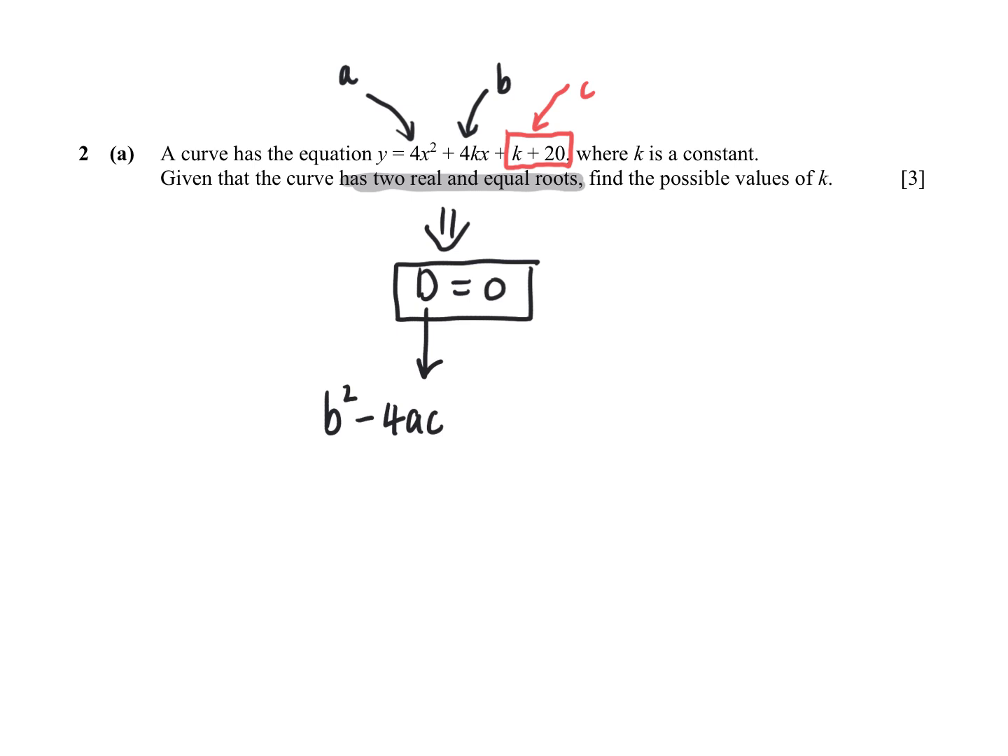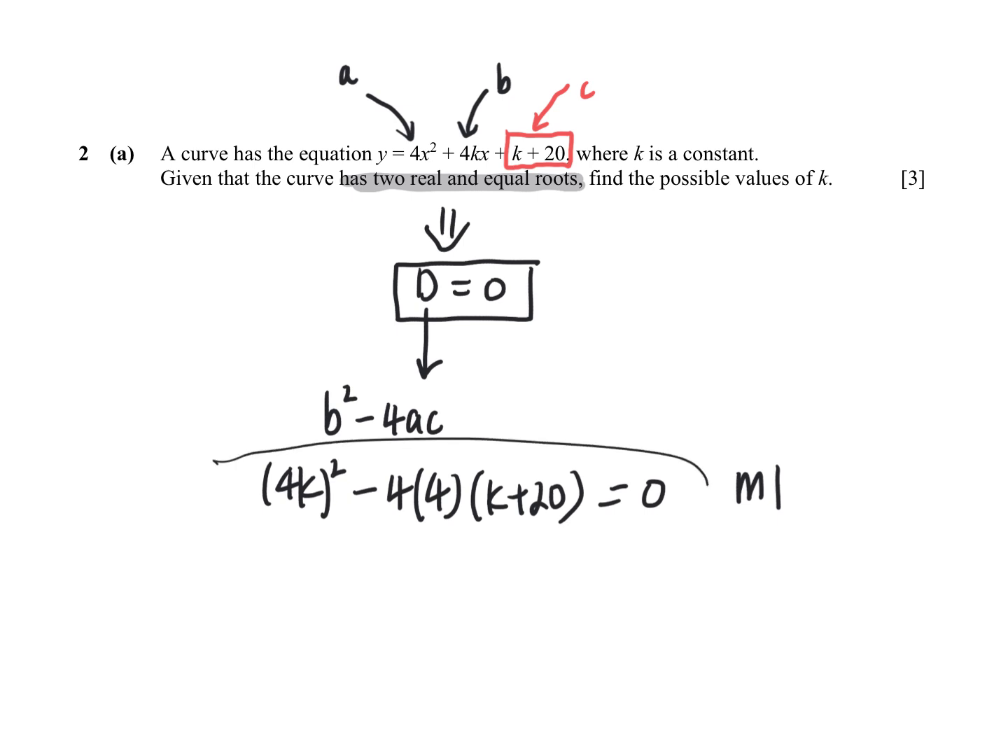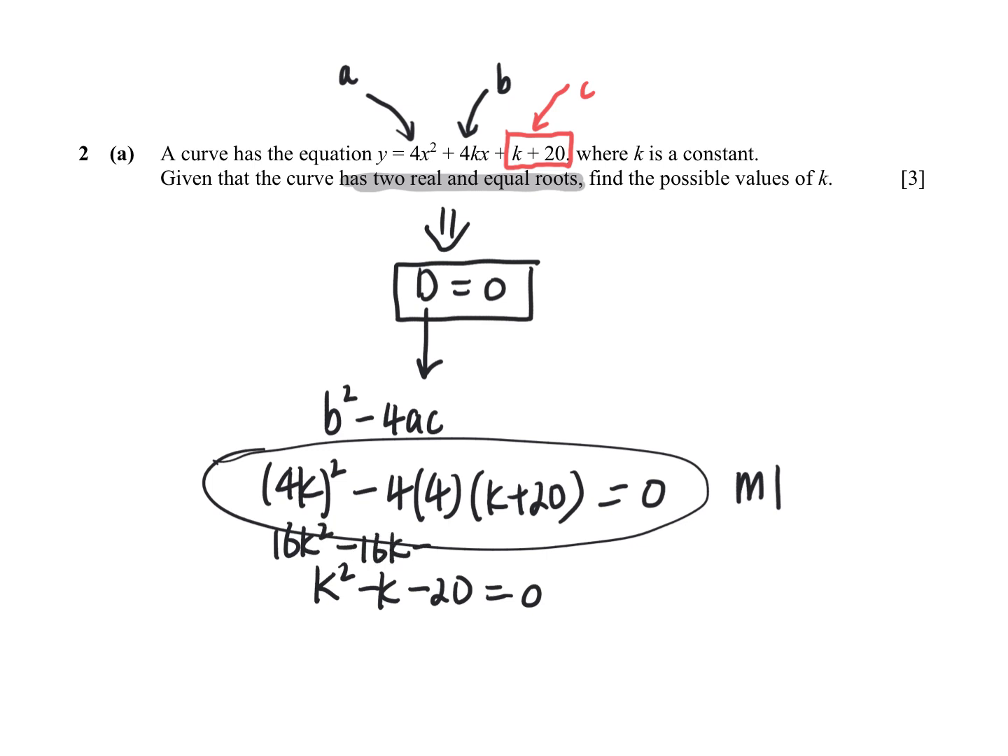This one you have to remember. So 4K squared minus 4, A is 4, C is K plus 20. You must equate it to 0. So this is the first method mark. D equals 0. Second is forming the quadratic. After you simplify, you will eventually reach here. Or some of you, without simplifying, you get this, which is perfectly fine.